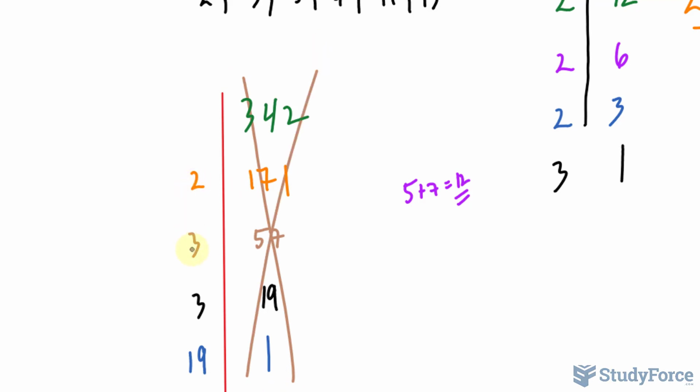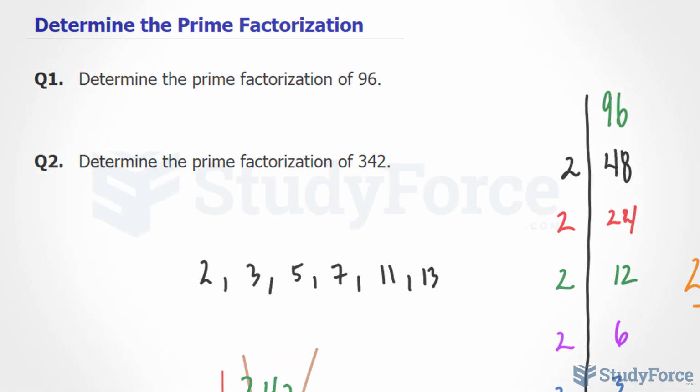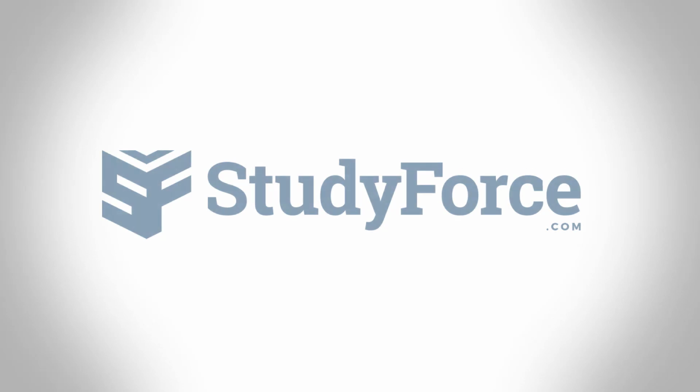And now we have 2 times 3 times 3 times 19. So the prime factorization is 2 times 3 to the power of 2 times 19. I hope this method serves you well, and that is how you determine the prime factorization.